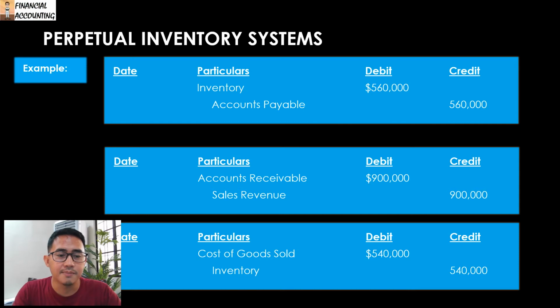So based on our given data, our inventory is 560,000, assuming there is no beginning inventory. So 560,000, and your cost of goods sold is at 540,000. So your inventory balance is at 20,000.